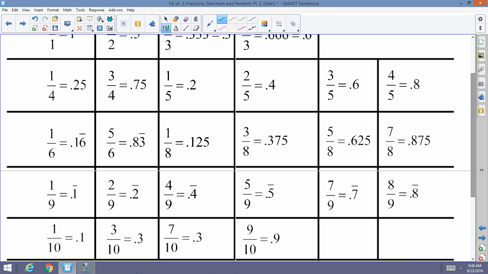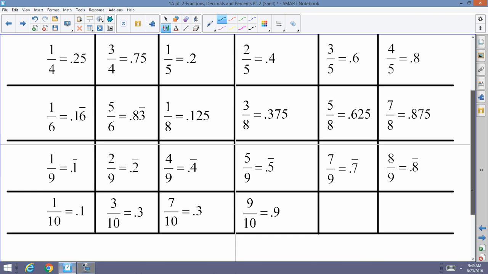The eighths are important. 1/8 is 0.125. 3/8, multiply 0.125 times 3, is 0.375. 5/8, multiply 0.125 times 5, it's 0.625. 7/8, multiply 0.125 times 7, that gives you 0.875.